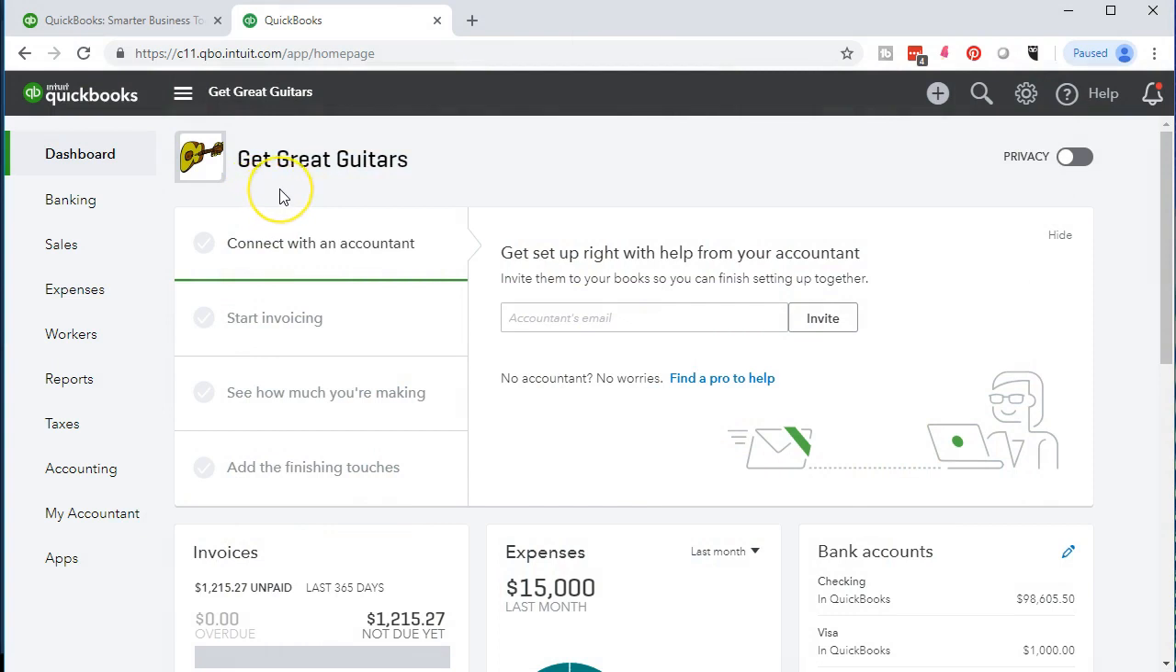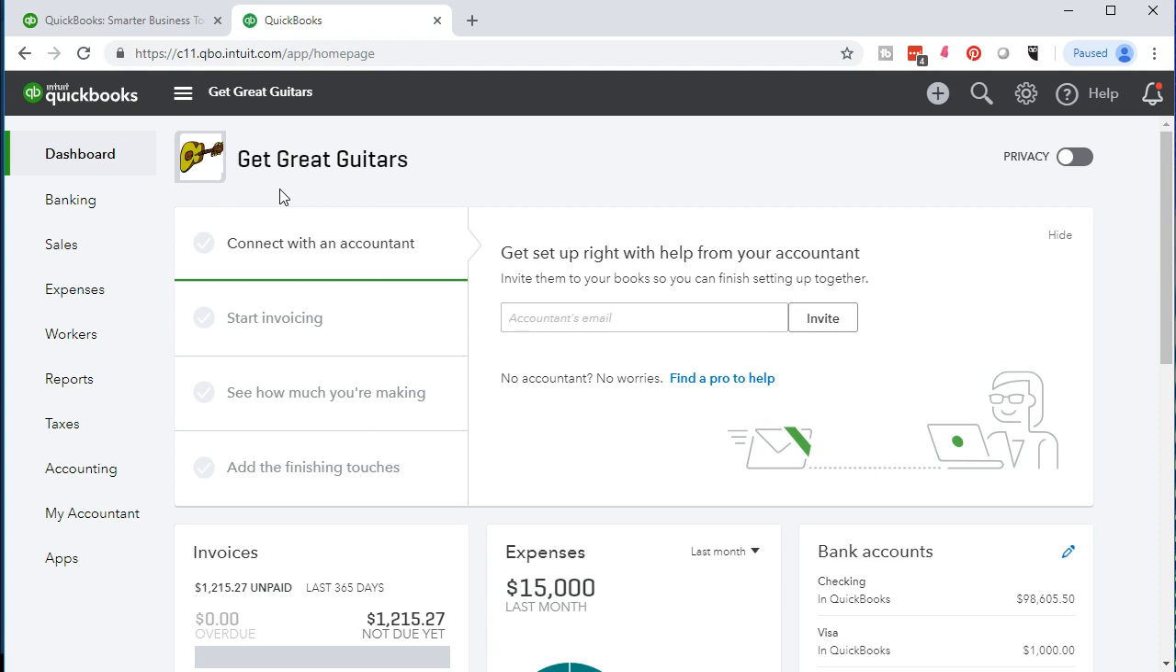Here we are in our Get Great Guitars file. Note that as we've mentioned in the past, there's going to be different options for payroll. Payroll is going to be something that we're going to have to pay for separately, either doing that within the QuickBooks system, where there are a few tiers that we can use to process the payroll to pay for some different functionality or some different settings or options within QuickBooks, or we can pay someone outside to process payroll and then enter that data into the system.